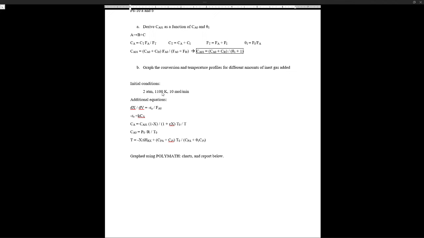T naught, of course, is 1100 K. Then you also have your C_A0 equation, for which you can just use the ideal gas equation, P initial over R and over T initial. The profile for the temperature is also going to be this equation right here, which can be found in the book. I'm just plugging in the relevant information for the substances that we are using here.